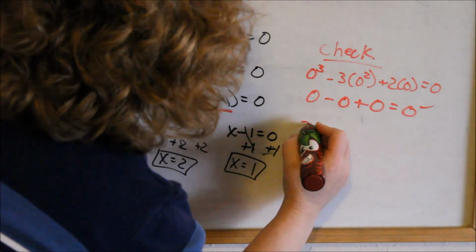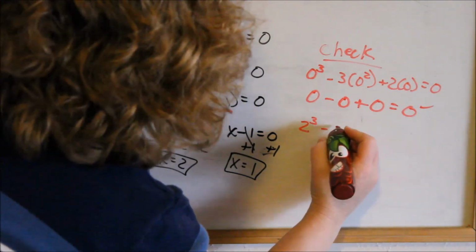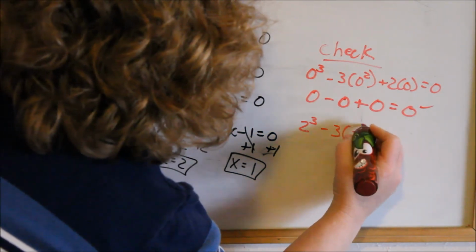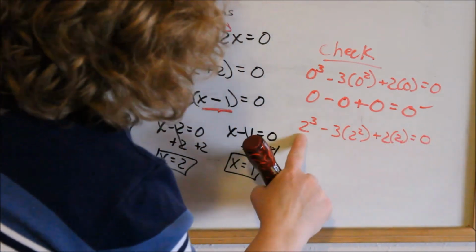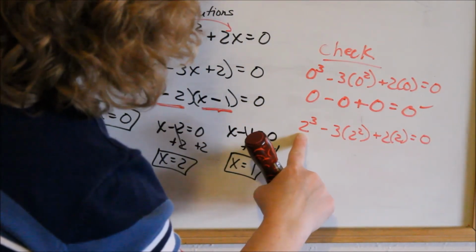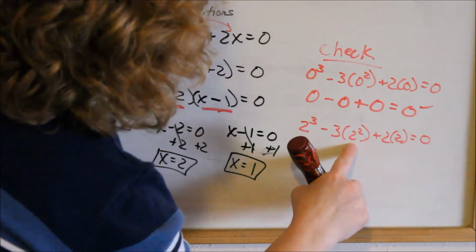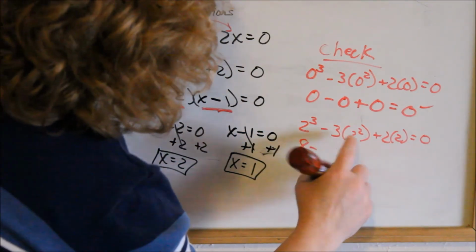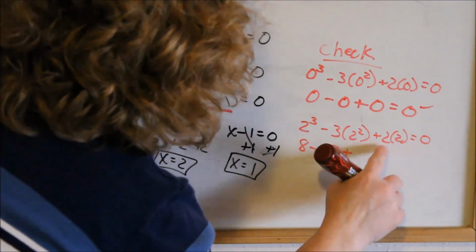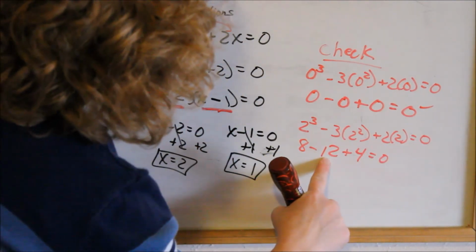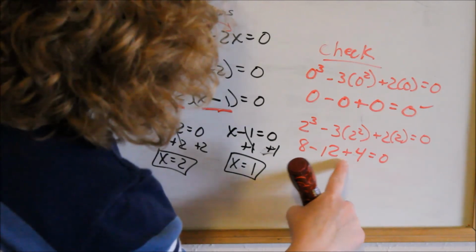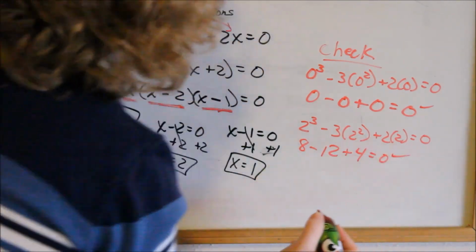Now I can put in 2 to check. So that would be 2 cubed minus 3 times 2 squared plus 2 times 2 equals 0. 2 cubed, 2 times 2 times 2, 8. 2 squared is 4, times 3 is 12. 2 times 2 is 4. 8 minus 12 is negative 4, and negative 4 plus 4 equals 0, so that solution checks.